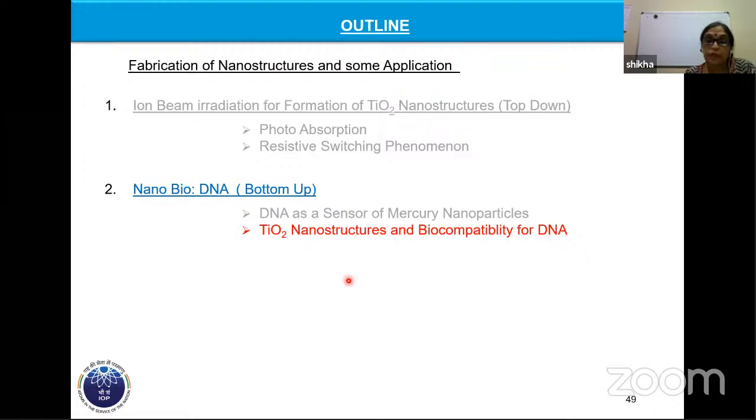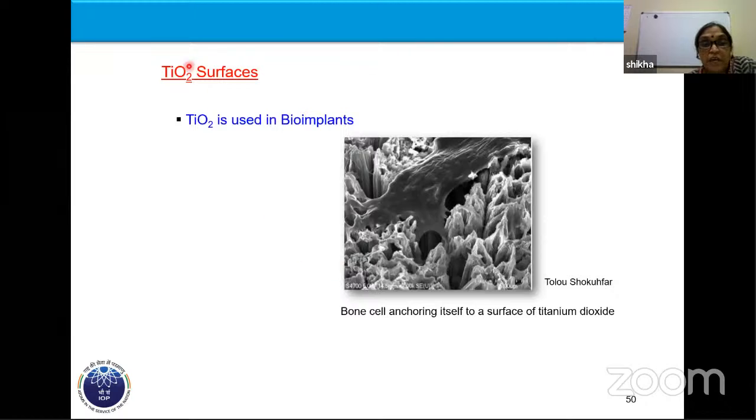So now we go to the last part of this talk, where we are studying the interaction between the DNA and the TiO2 nanostructures. TiO2 is a very important material, as I mentioned, that is used in bioimplants also. And this figure shows the bone cell anchoring itself to the surface of titanium oxide. So this is the titanium oxide surface on which a bone cell is attaching.